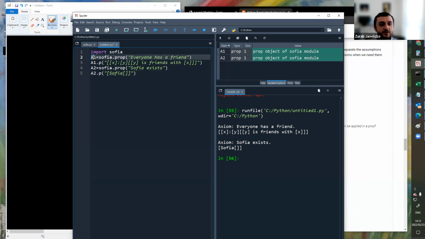So we have 2 axioms here. As you see on the output, we have an axiom stating that everyone has a friend. And we have another axiom stating that Sophia exists. So these are basic beliefs we would want to use in future theorems to be proved. And as I said, it's impossible to prove axioms.